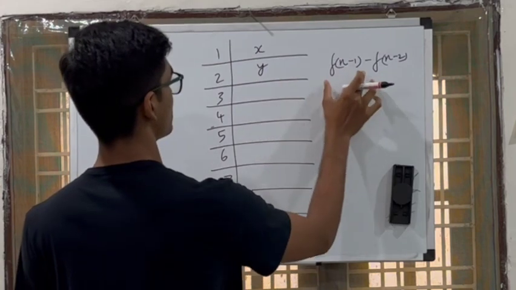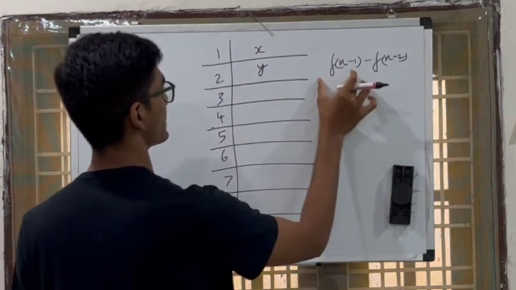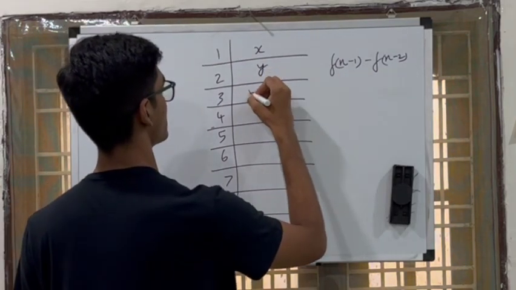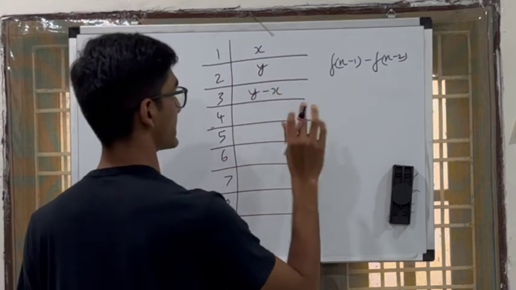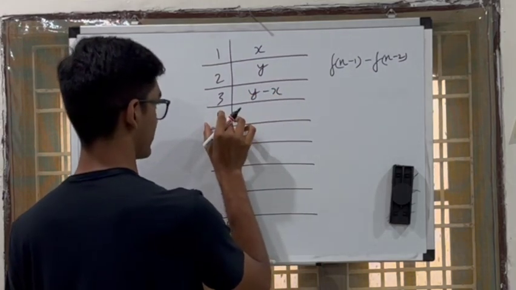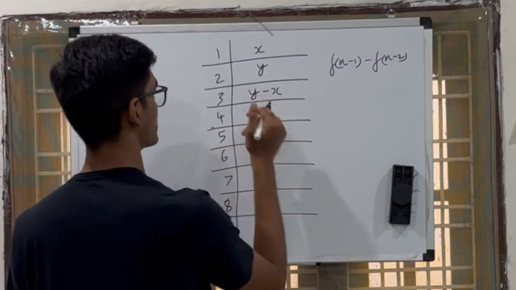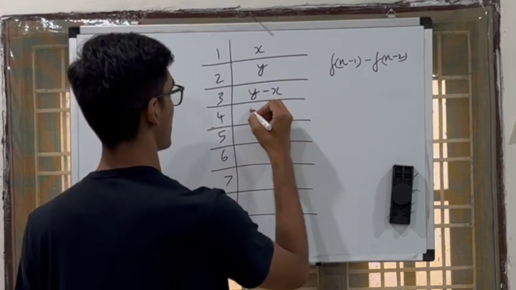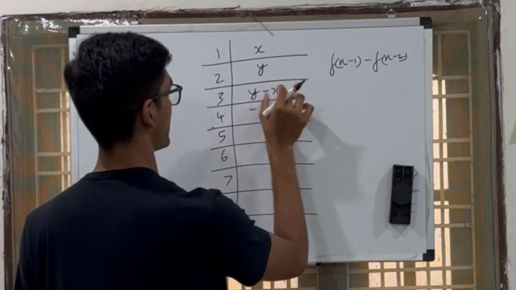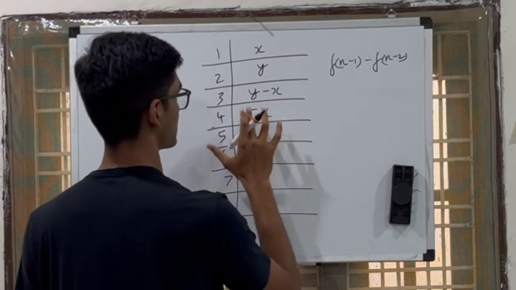According to this equation, what I'll get is f of 3 is f of 2 minus f of 1, which is y minus x. Okay. And f of 4 is f of 3 minus f of 2, which is minus x. Because y minus x minus y is minus x.